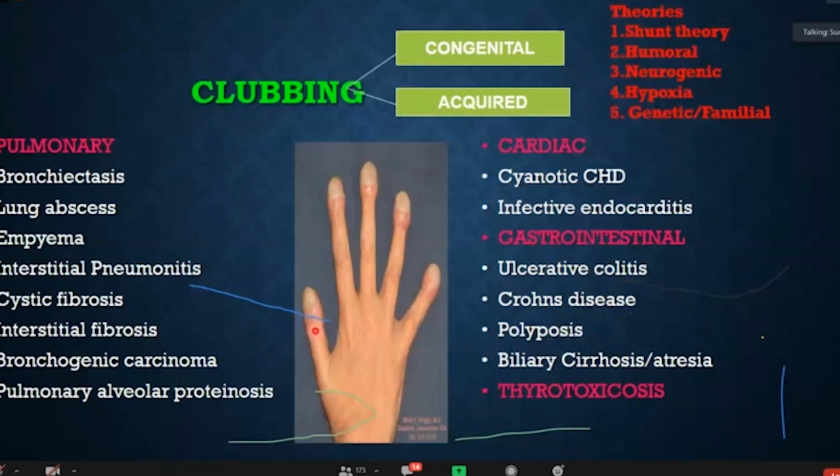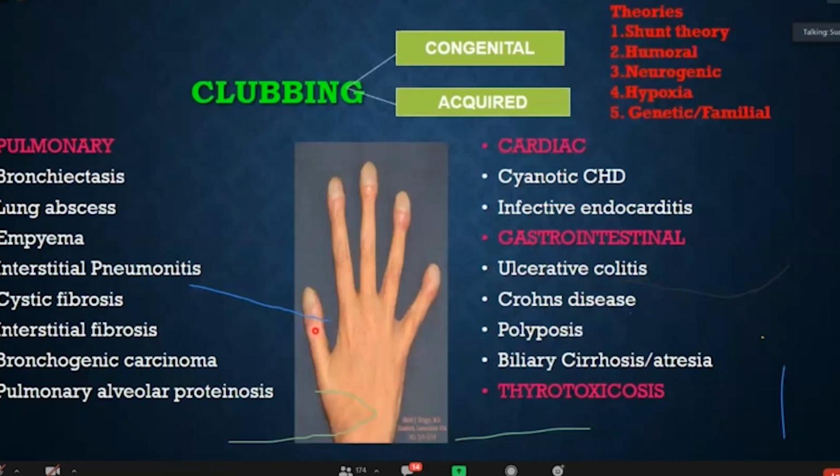The most important mechanism is the shunt theory. So what happens is this: megakaryocytes, because of congenital heart disease, escape the pulmonary circulation. Why? Because of the right to left shunt. They go to the systemic circulation, and then they go to all the peripheral circulation, like your digits, and then they release PDGF and VEGF. So this is the platelet derived growth factor, and fibroblast proliferation happens, and that causes clubbing. That is the most accepted theory at present.